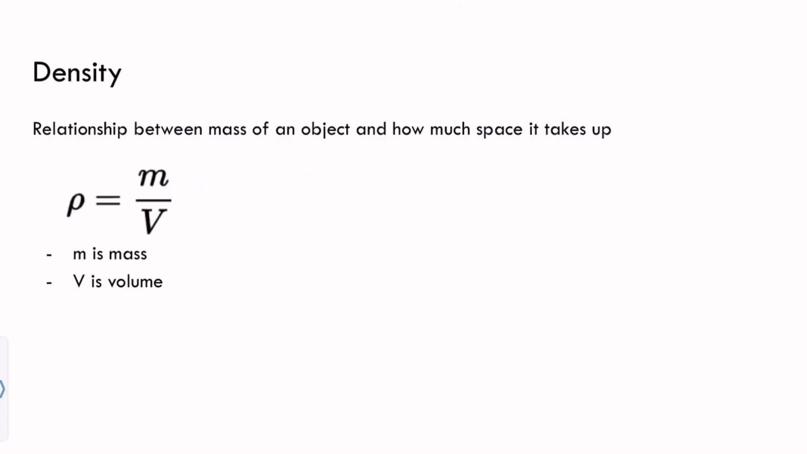Lastly, let's just go over density. Density is the relationship between mass of an object and how much space it takes up. The equation is equal to mass over volume. The way I like to remember it is the density is equal to a heart, because it kind of looks like a heart. Okay, so it just kind of looks like that. That's just how I remember it.